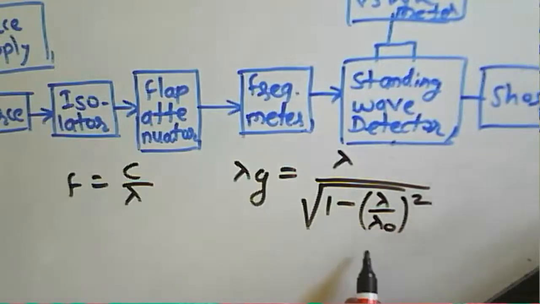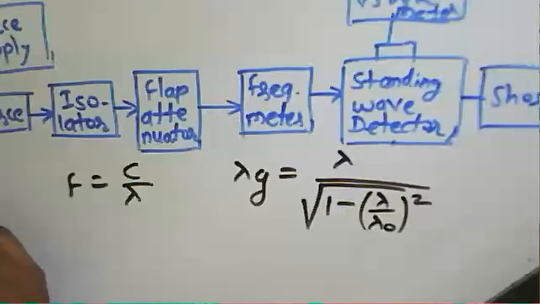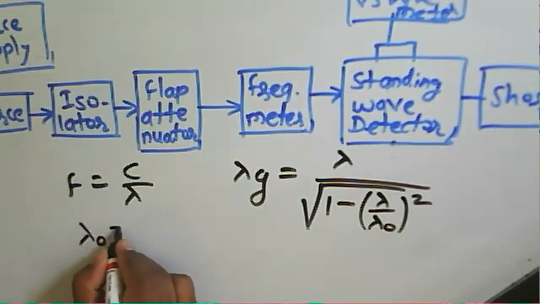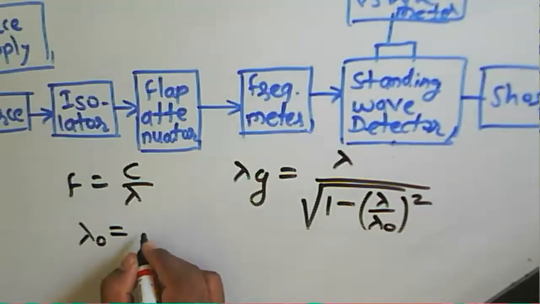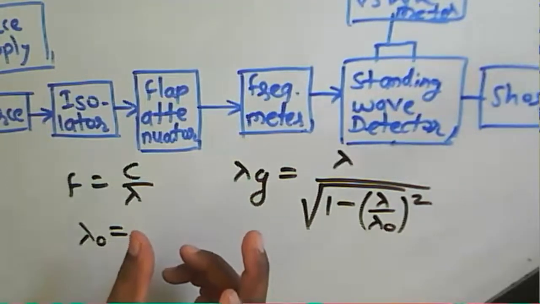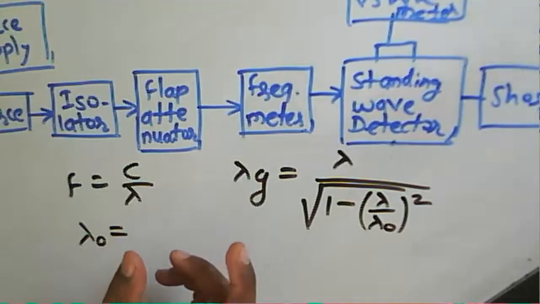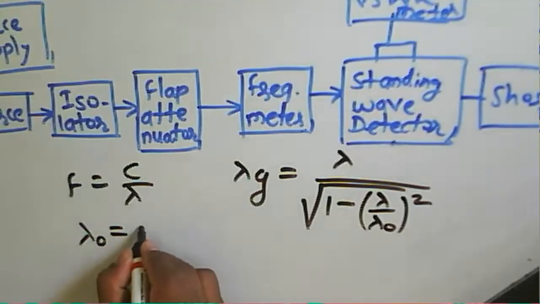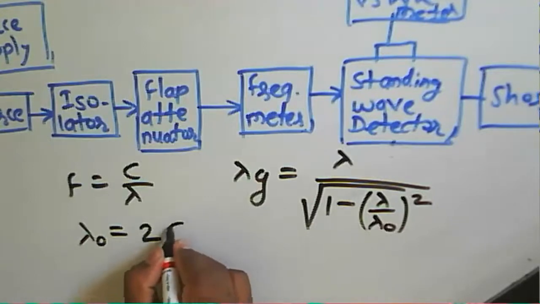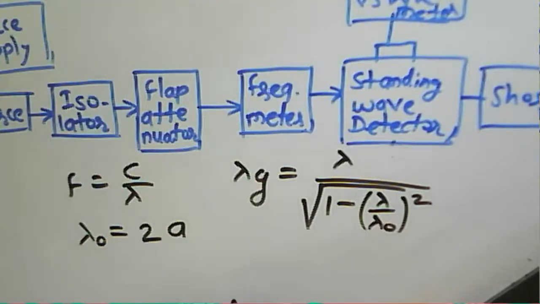Now, what do you mean by this lambda? Lambda is nothing but the signal wavelength that we consider here, and this lambda 0 is called the cutoff wavelength. The cutoff wavelength lambda 0 depends upon the distance between the inner walls. That is twice the distance between the side walls, that is, twice a here.